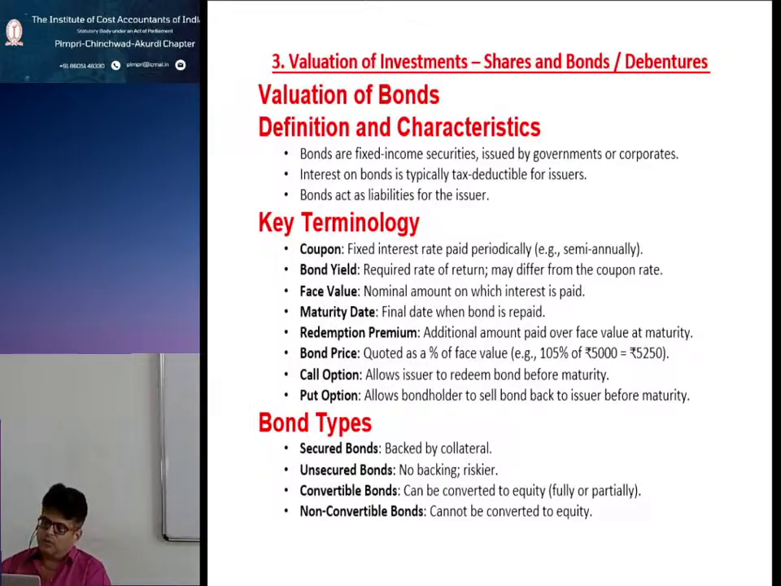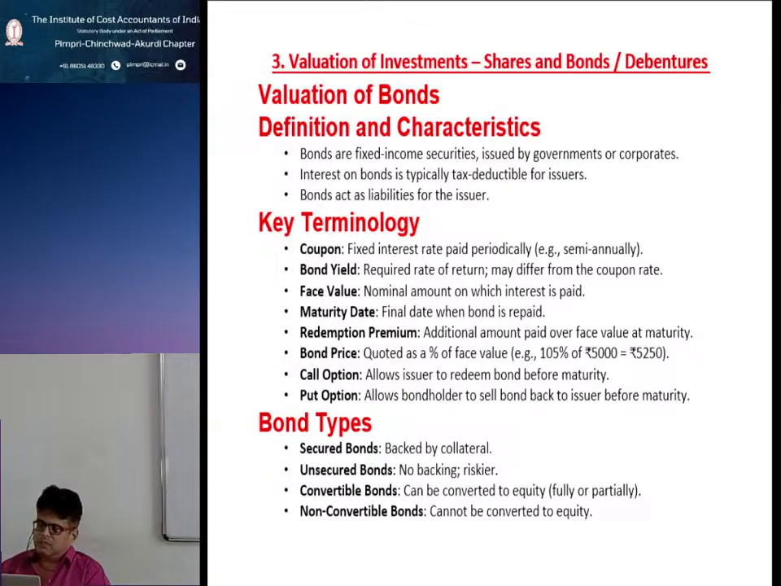Face value is the nominal amount on which interest is paid. Maturity date is the final date when the bond is going to get repaid. That's the date when the liability is going to cease, or be honored or paid, or the obligation to pay will be discharged. So that's the maturity date. Redemption premium typically means the additional amount paid over face value at maturity.